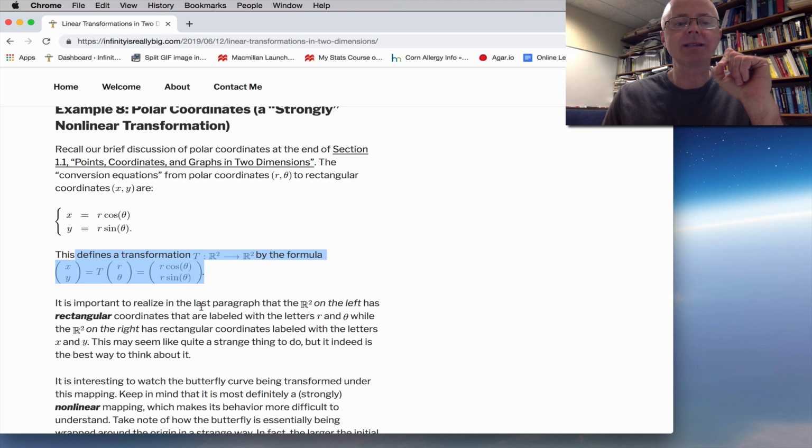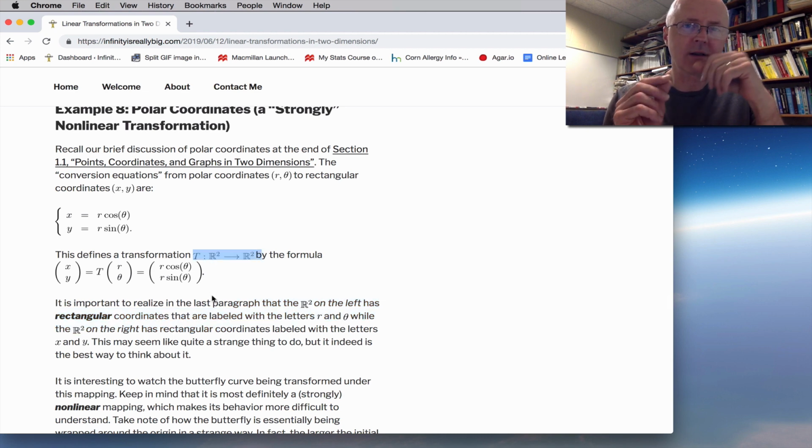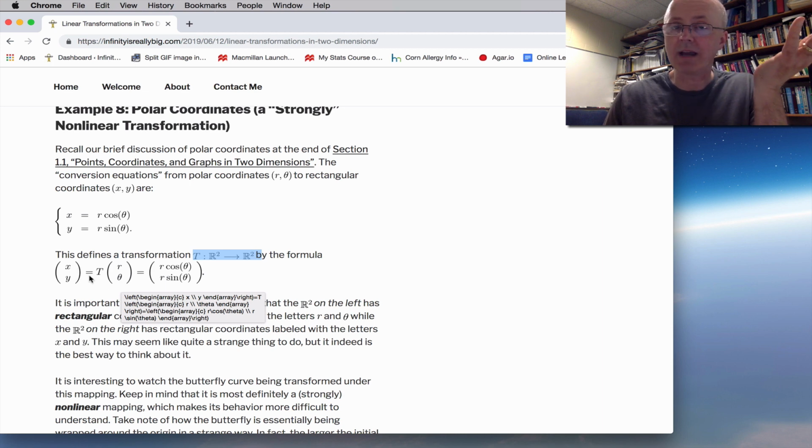It's important to realize that the R2 on the left in this symbolism has rectangular coordinates that we are going to label with an r and a theta, which is different than what we did with polar coordinates back in section 1.1, where we used polar grid lines. That's not an obvious thing to do, but it is the best thing to do to visualize this transformation. So r and theta are going to be the rectangular coordinates of the input. x and y are going to be the rectangular coordinates of the output.